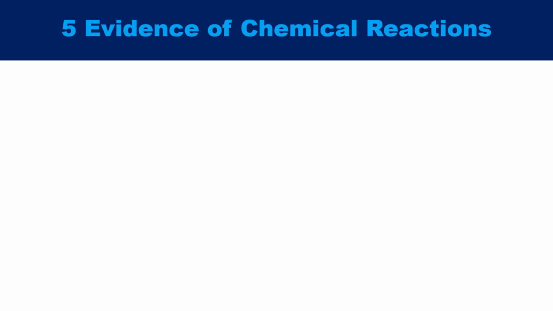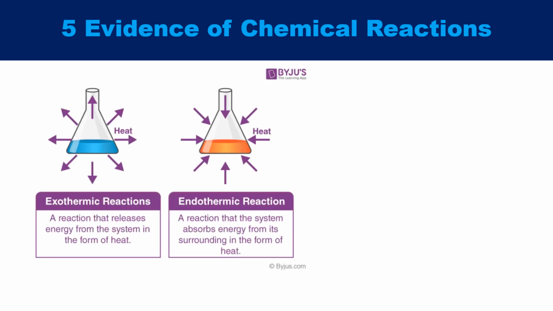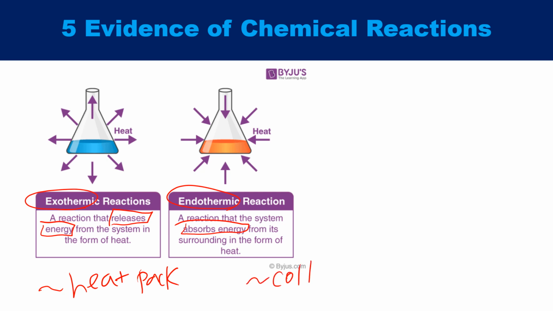The fifth and last evidence of chemical reaction, which you learned in the previous science, is known as heat. What I mean by heat is there are two situations. Number 5, I like to say, is the concept of exothermic or endothermic. Exothermic means there are some chemical reactions that release heat. Think about it like a heat pack. There are some that absorb heat energy, which you can think of as a cold pack.